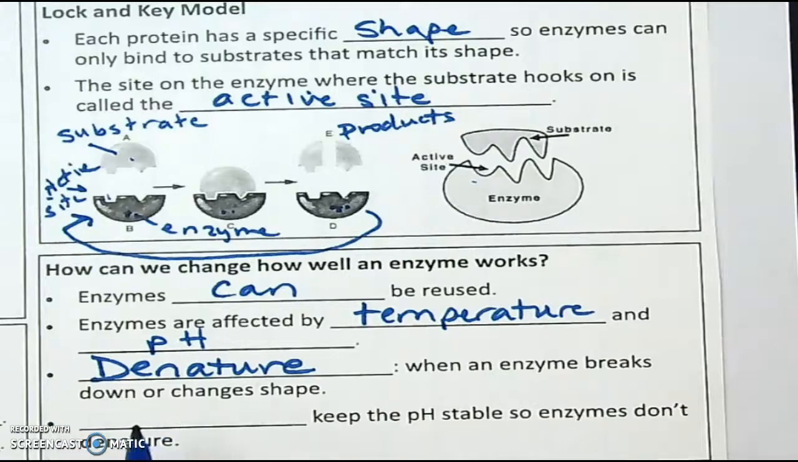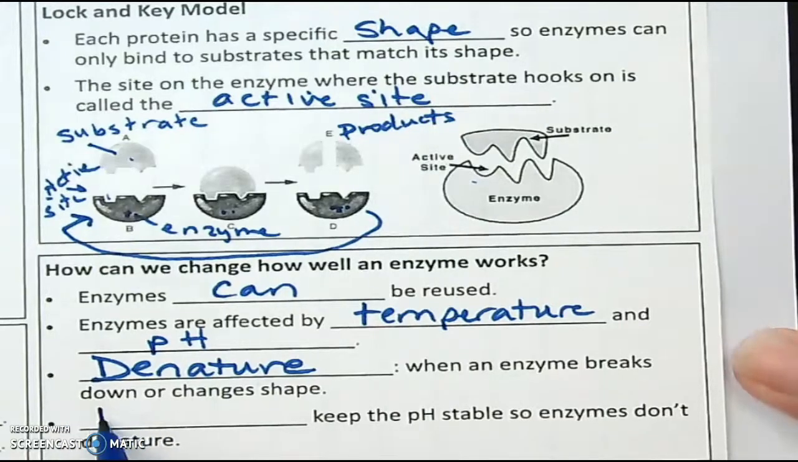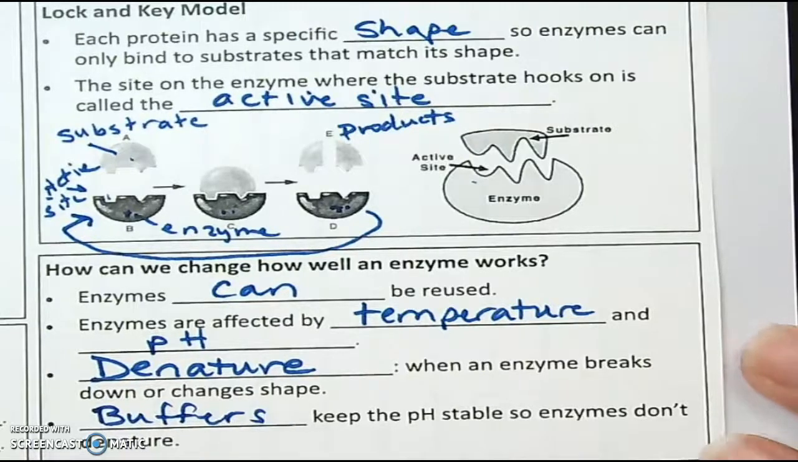We have in our systems, we have buffers to keep the pH stable so that enzymes don't denature. And we learned about those when we talked about the pH scale and acids and bases. But buffers are chemicals that keep the pH of the environment stable.